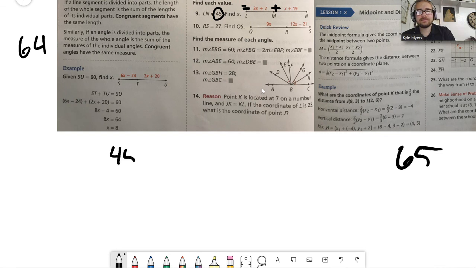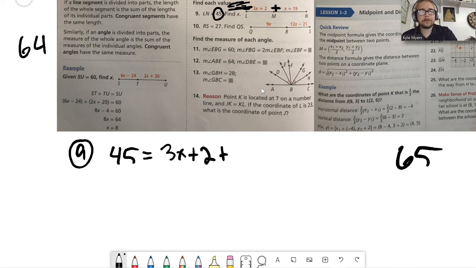Which means 45, this is number 9, 45 equals 3x plus 2 plus x plus 19. You just copy them all down word for word. And then math happens. In order to do the math, let's combine like terms. So 3x plus x, that's 4x, 3 plus 1. Then I'm going to cross that out so I don't forget to add something else by accident. 2 plus 19 is 21, the actual 21, not 10 plus 9.